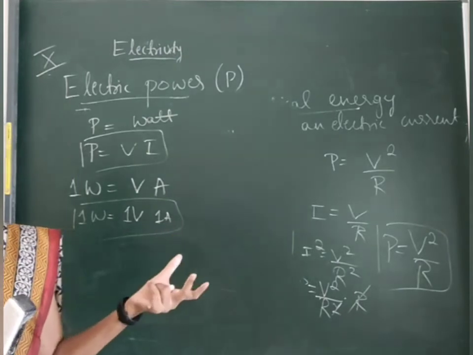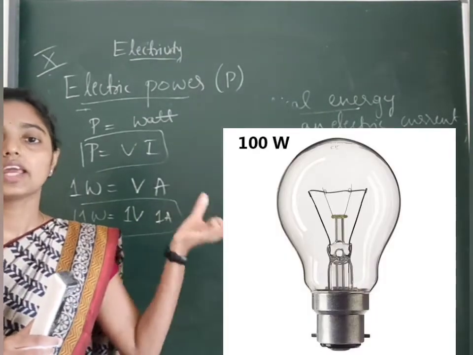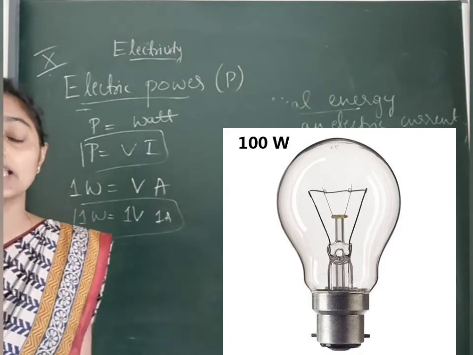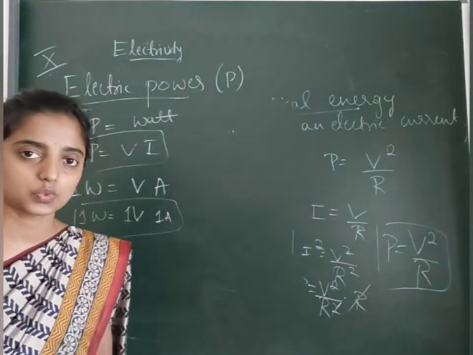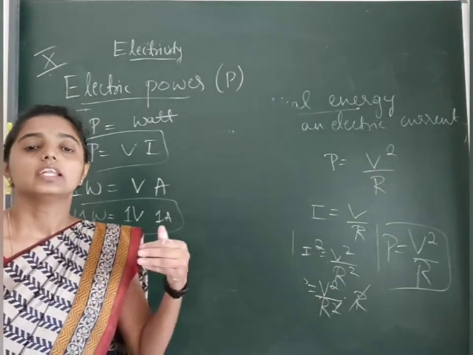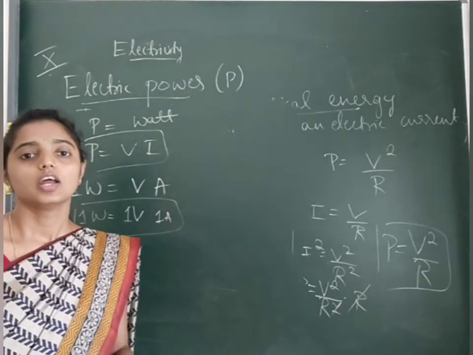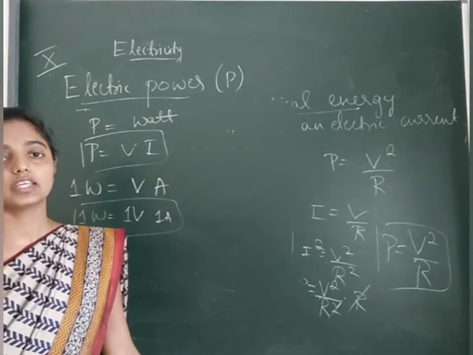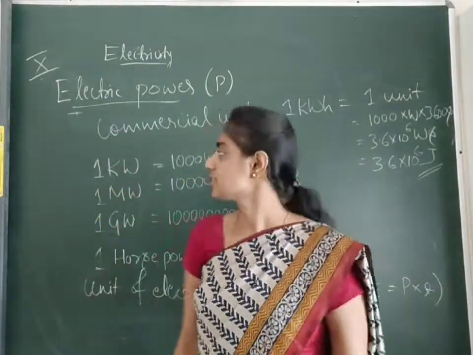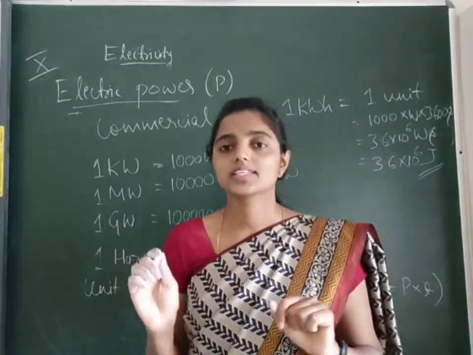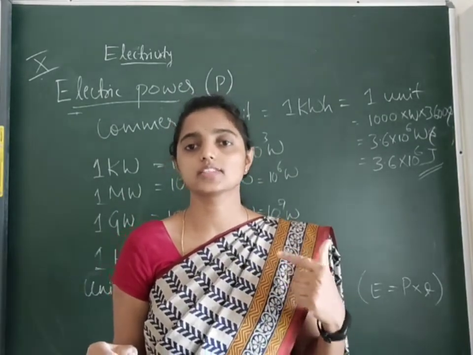Usually, when we are buying bulbs, we will ask for 40 watt, 10 watt, right? So it is a normal SI unit of power. Apart from this SI unit, that is watt, we also have different types of units for the power. Now let us see what are those different units of power. The SI unit of power is watt.